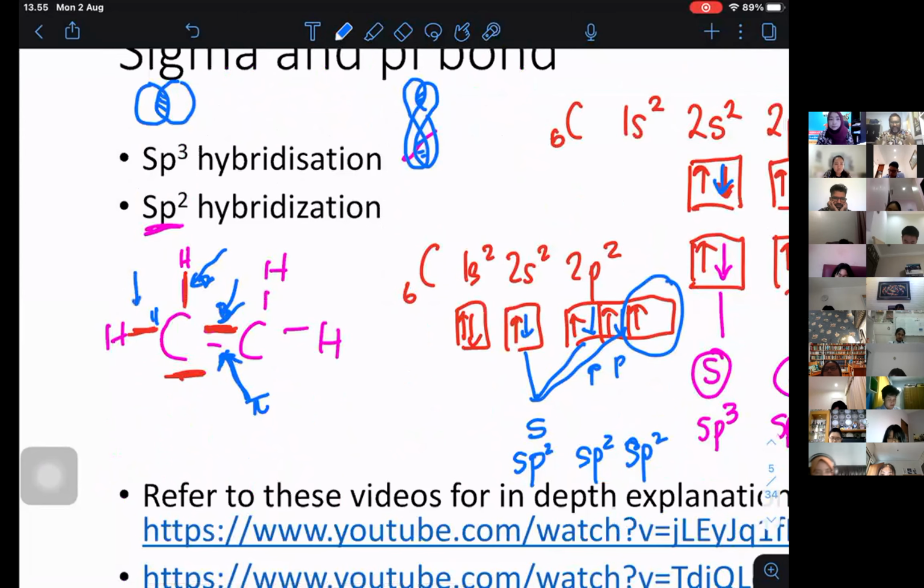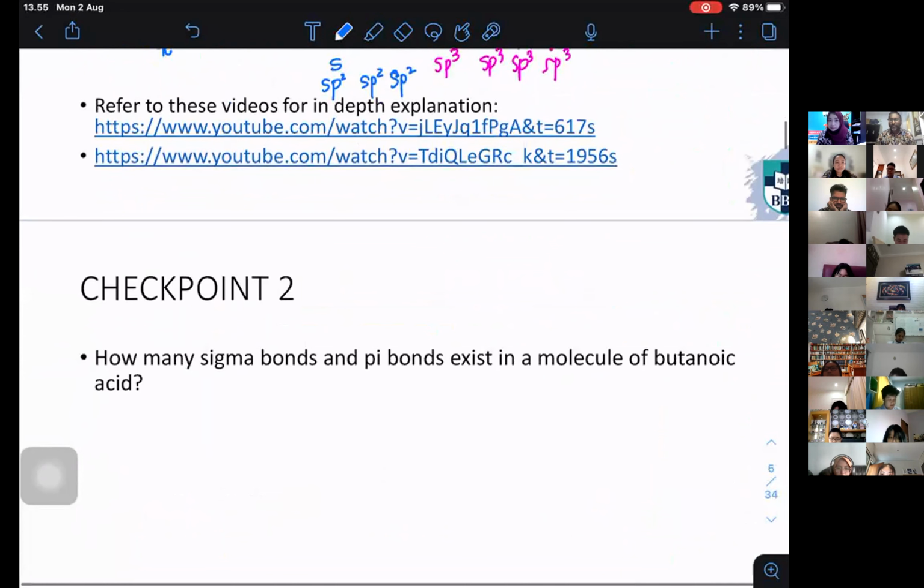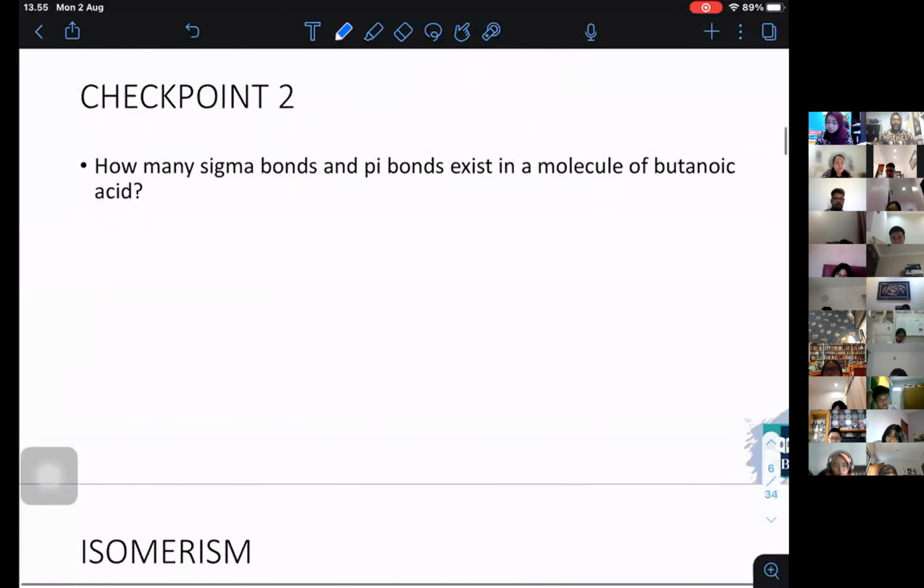If this is a bit too complicated, and you say, Mr. Gopi, I don't understand anything you're talking about, I have an in-depth explanation of this part where I taught the students. There are 2 videos you can go through about this hybridization. But let's go into this checkpoint: we want to check how many sigma bonds and pi bonds exist in a molecule of butanoic acid.